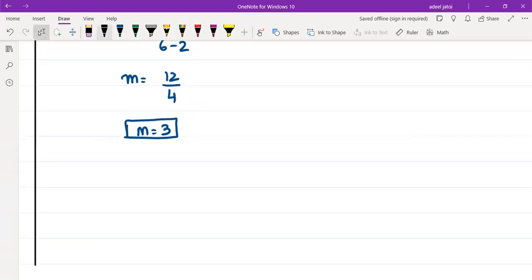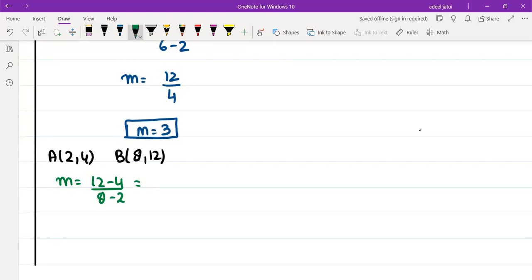If I give another example, let's do this. If I say A is 2,4 and B is 8,12. So if I write down in the formula, m is equal to 12 minus 4 upon 8 minus 2. 12 minus 4 is 8. And this will be what? 6. Your gradient will be 4 upon 3.